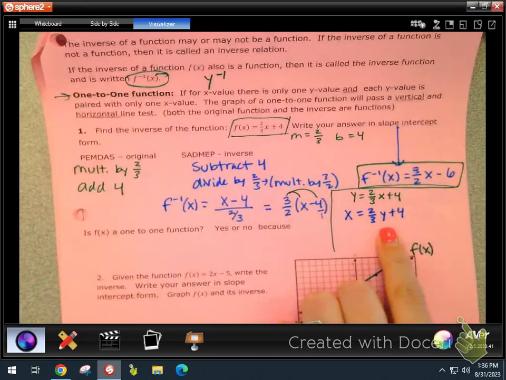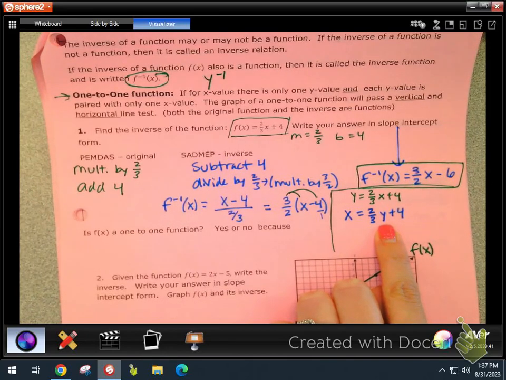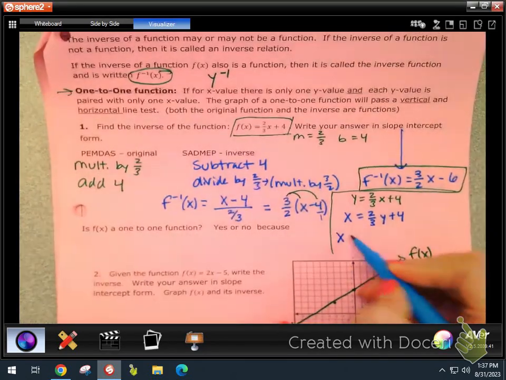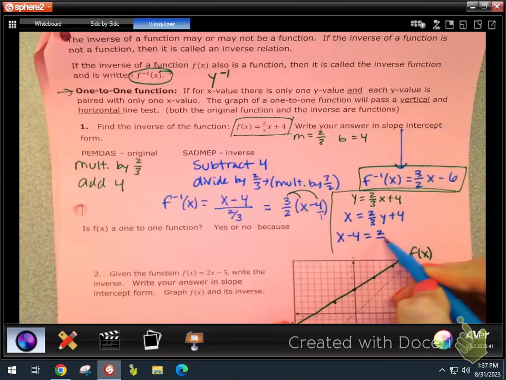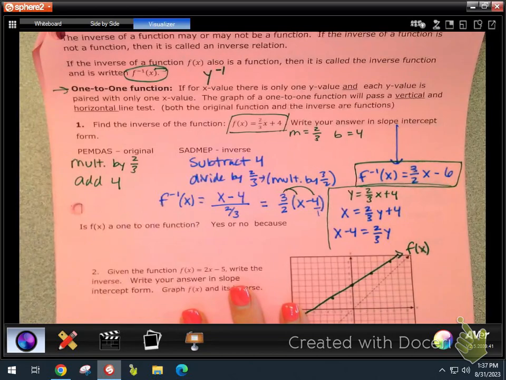And then my goal is just to get y by itself. So how do I algebraically get y by itself here? What do I have to move? The x and the y. What do I have to move? Well, I already moved the x. What do I have to move? Subtract the 4. x minus 4 equals 2/3 y. Multiply both sides by 3/2.